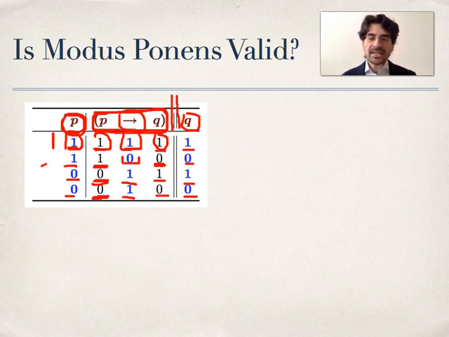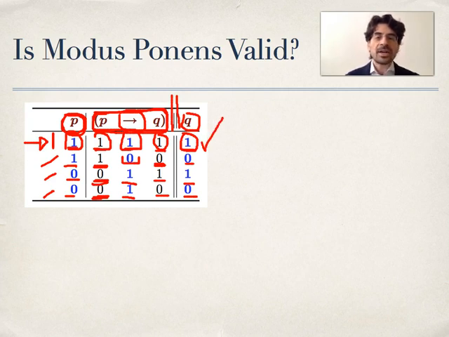All the other cases we don't need to consider because in some cases P is true, but P implies Q is not true, or in some cases P is false and P implies Q is true. So the only case that we need to consider is the first one, in which both premises are true. And we see that in this case the conclusion Q is also true.